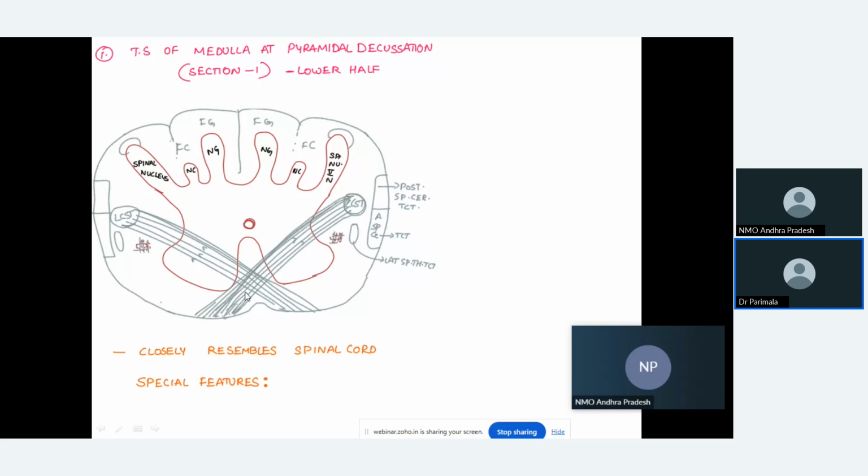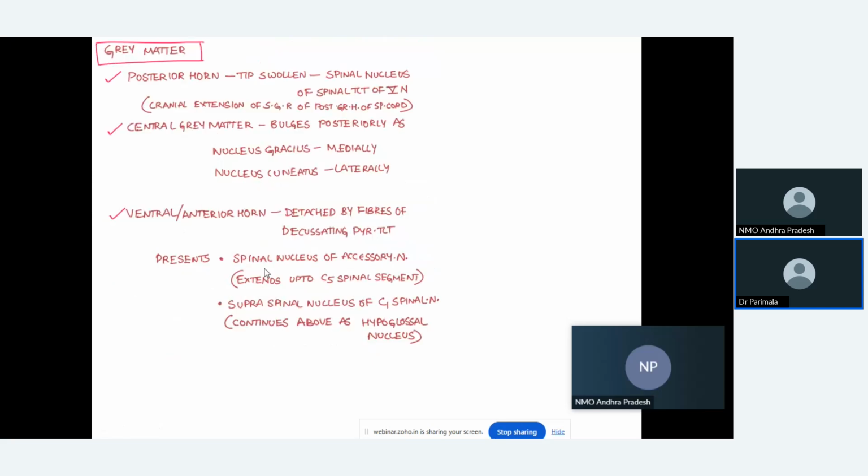So I'll project the slide for you. Now look at here, the gray matter, posterior horn, tip is swollen, spinal nucleus. What is it actually? It is the extension of the substantia gelatinosa of Rolando. You can write it, or just for knowledge sake, you can mention. That's why I have kept it in bracket. Central gray matter bulges posteriorly. Nucleus gracilis medial, nucleus cuneatus lateral.